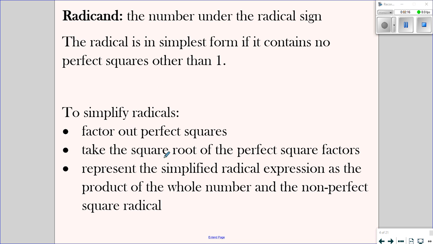So to simplify radicals, the first thing you do is factor out the perfect squares, because we want to pull them out and they will be outside the radical, and then we're left with the prime number. So take the square root of the perfect square factors, and then represent the simplified radical expression as the product of a whole number and a non-perfect square radical. This may sound like a mouthful, but when we do the problems, you'll understand the connection between the steps and the problem itself.